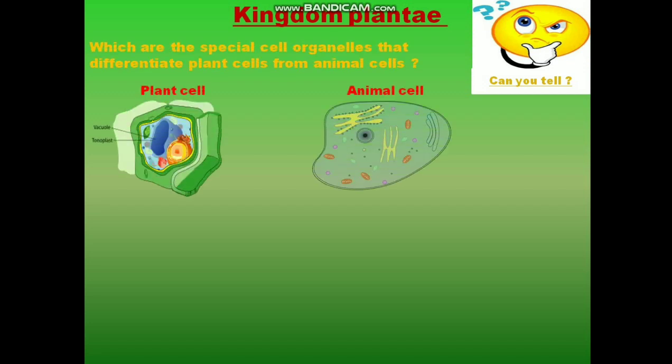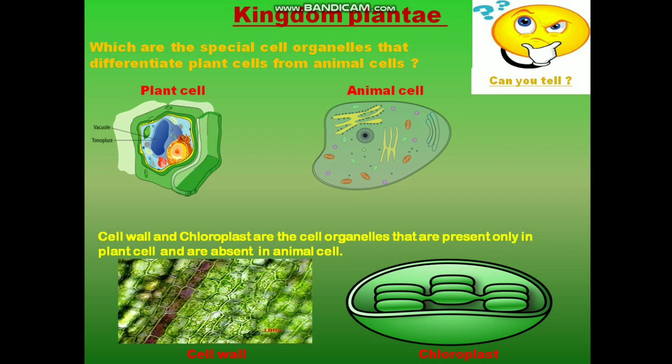Kingdom Plantae. Can you tell which are the special cell organelles that differentiate plant cells from animal cells? Answer: Cell wall and chloroplast are the cell organelles that are present only in plant cells and are absent in animal cells.